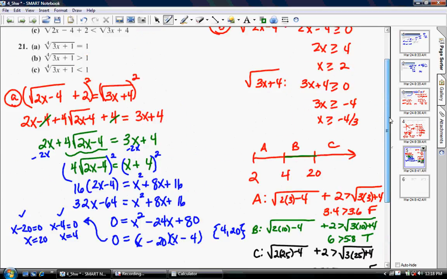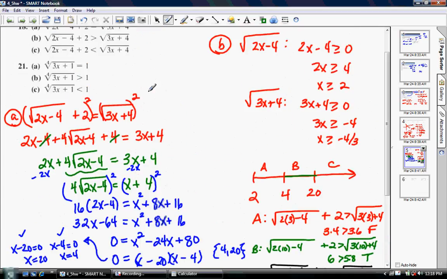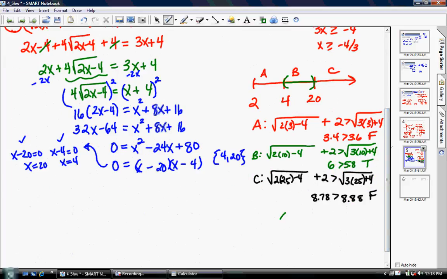And what about the endpoints? Can we include those? No, because we're strictly greater than. So our solution to that would be the interval from 4 to 20. Okay.